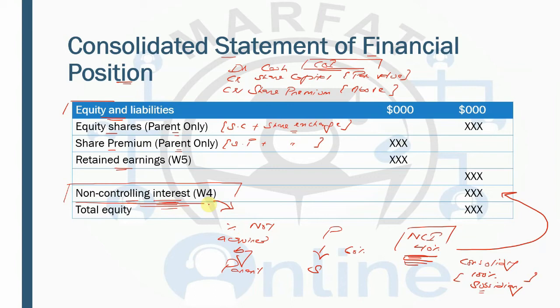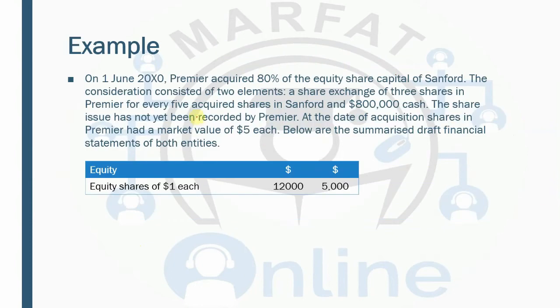So for group retained earnings, we have working number 5. And for non-controlling interest, we have working number 4. So this is the equity section. Alright, now we have an example.